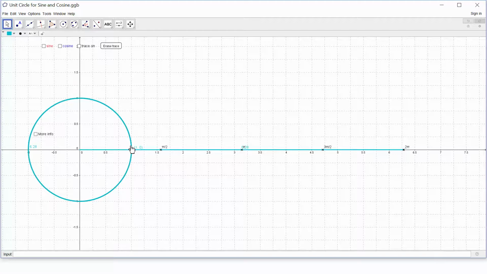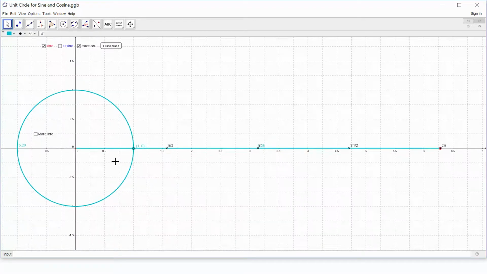Okay, so watch. When I put on a sine graph, I'll put on a trace so you can see. So starting at this coordinate 1, 0. If I just zoom in so you can see, that's 1, 0 there. If I increase the angle, what I want you to see is what's in red. What is in red here is the height, that's the y value.